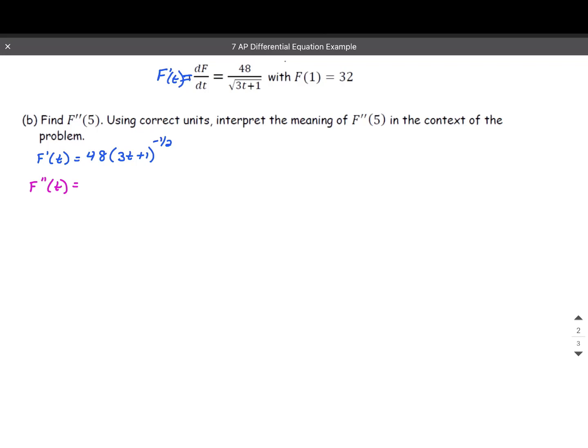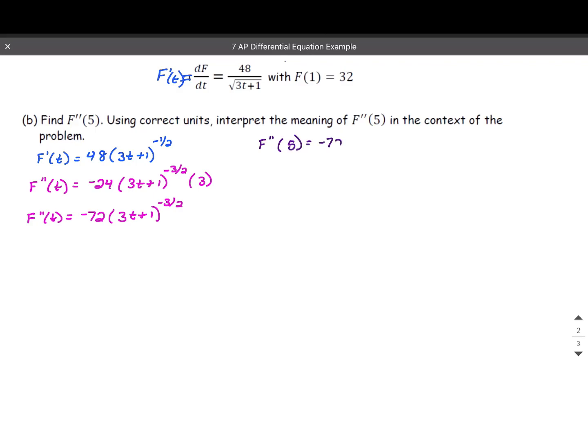So we do negative 1/2 times 48 is negative 24. We keep the inside. We decrease the exponent by 1, so that's negative 3/2, times the derivative of the inside, which is 3. So that means our second derivative is 3 times negative 24, which is negative 72, times 3t plus 1 raised to the negative 3/2. Okay? So now we can find f double prime of 5, the second derivative of f at 5.